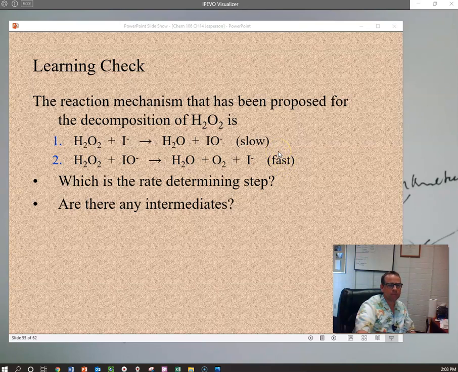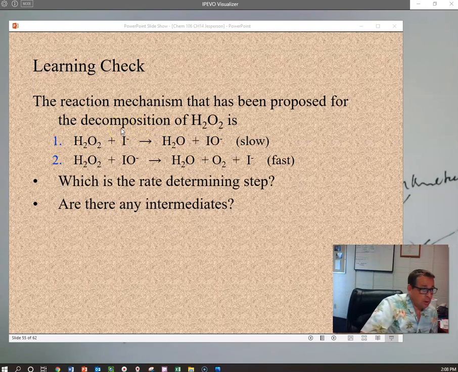The IO minus. The IO minus would not be. You see, it's on the product side here, and it's in the reactant side here. Anything else? The I minus. The I minus, that's right. So that would tell us that the IO minus and the I minus would be good possible candidates for our intermediate, right? Yes. But the word intermediate means it's never there in the beginning, it's just in the middle.